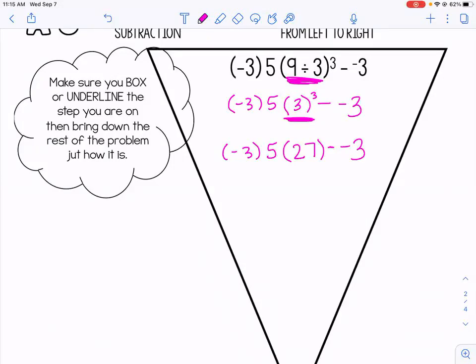So our multiplication needs to come first. That minus -3, we are waiting till the very end to do. All right. So left to right, let's do this right here. -3 times 5. Ariana, what's -3 times 5? -15 times 27 minus -3. Oh gosh, we have to take -15 times 27 now.